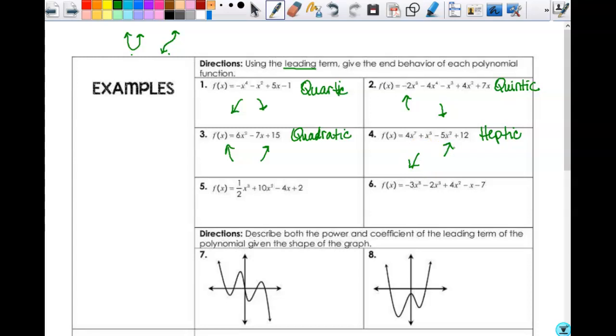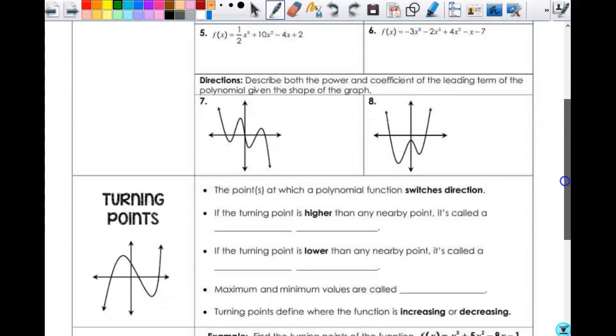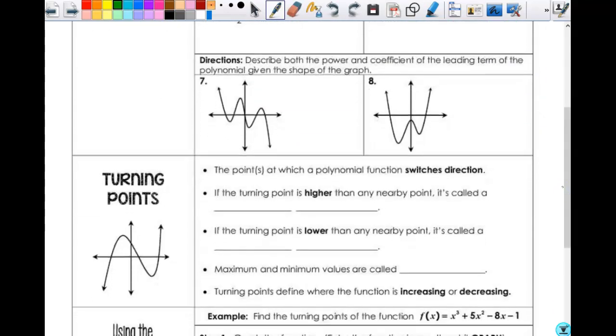So now we're going to do the opposite, kind of like we did on the front page here. We're going to look at these. It says describe both the power and the coefficient of the leading term of the polynomial. Okay, so these, the ends are opposite, so this is an odd power. And then think about whether it would be a positive or a negative coefficient. Remember, your cubic looks like this. That's the opposite, so this would be a negative coefficient.